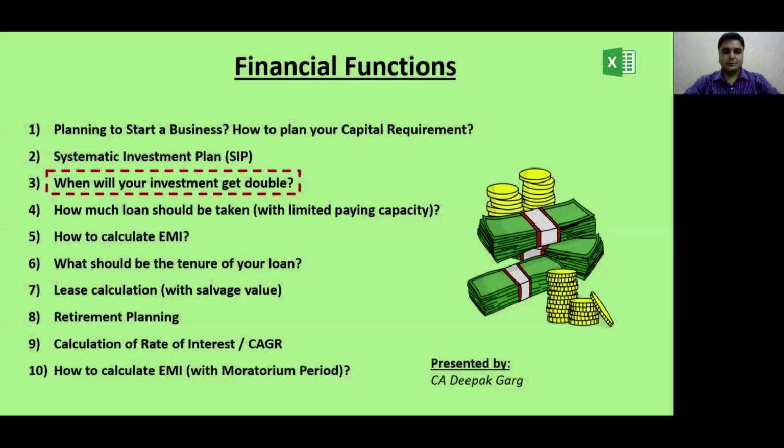So the next topic is when will your investment get double? A lot of people must have asked their financial consultants when their investment will get double. So in this particular exercise, we learn how we can calculate this using a very simple Excel formula, and we can get the desired outcome within seconds.